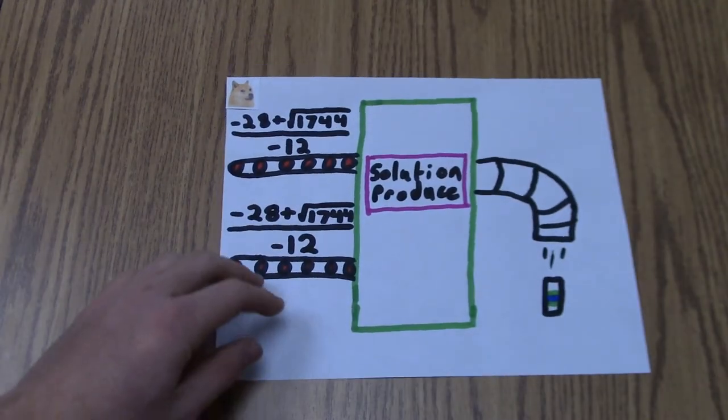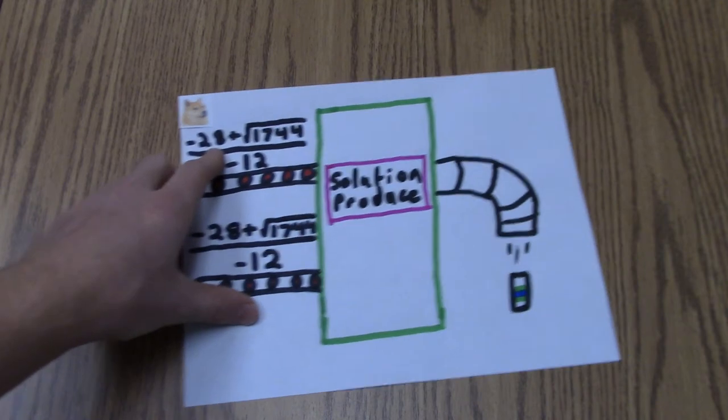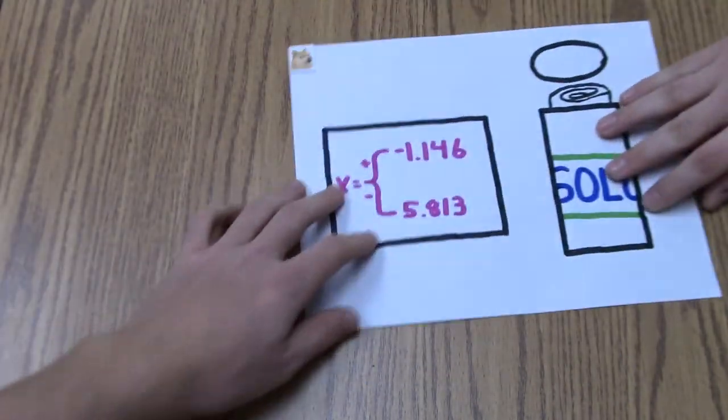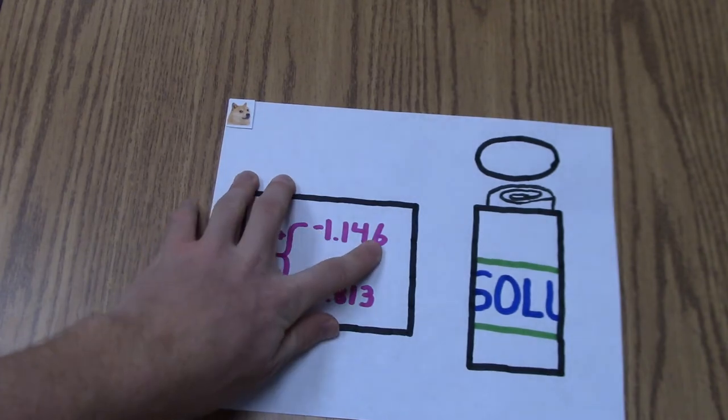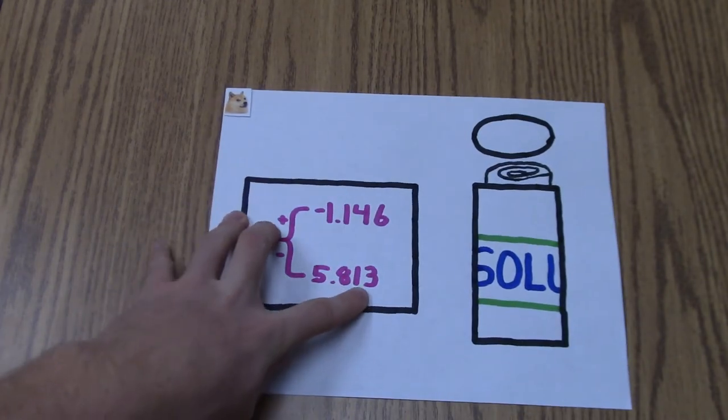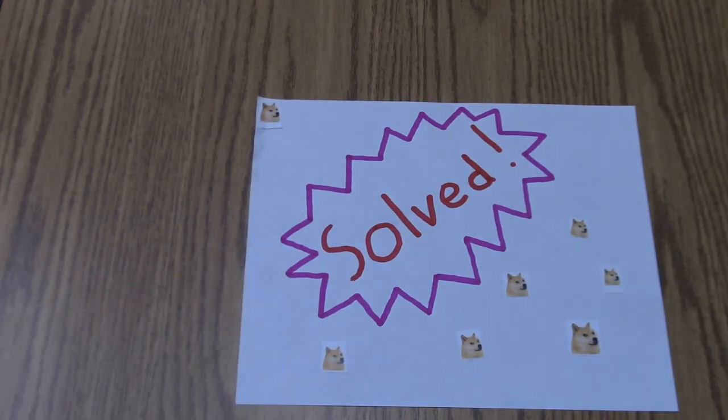After doing all the math, you will find the solutions to the equation. The solutions to the equation are negative 1.146 and 5.813. And that is how you solve a quadratic equation using the quadratic formula.